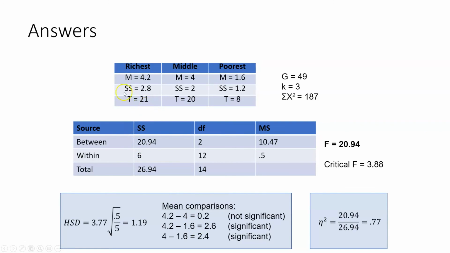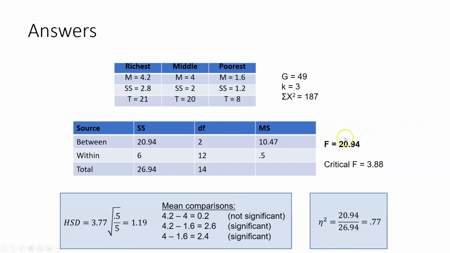Here are the answers to the ANOVA. In order to figure this out, you have to compute the mean of each condition, the sum of squares of each condition, the T of each condition, and also the n size of each condition, the number of conditions, the total N of your whole group, which I didn't write here, the G, the sum of X squared, and follow all 9 of those formulas in order to fill in your ANOVA summary table like this with your obtained F as 20.94. You should have found a critical F of 3.88.